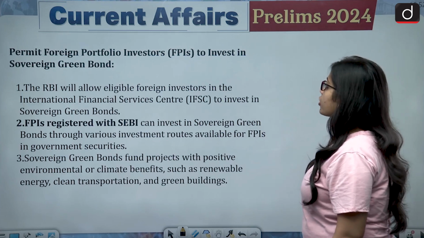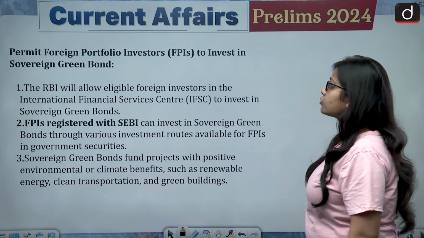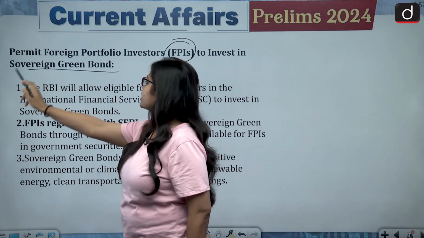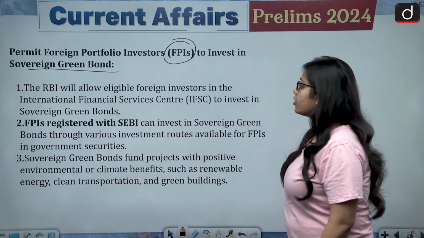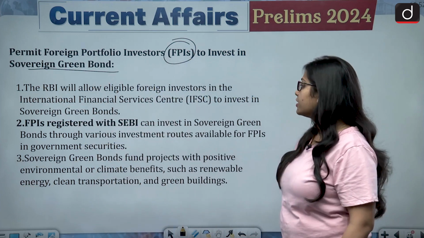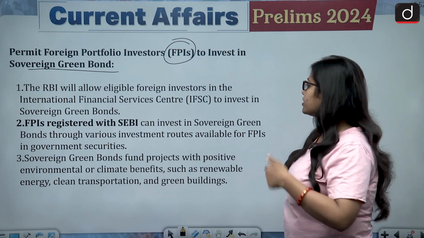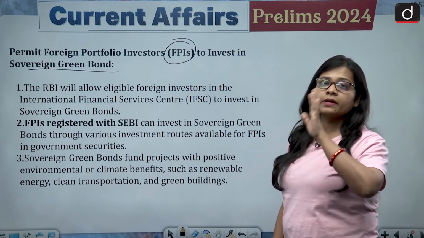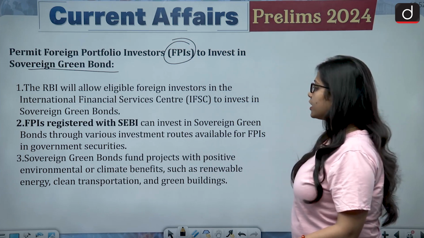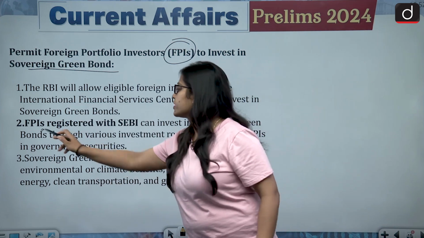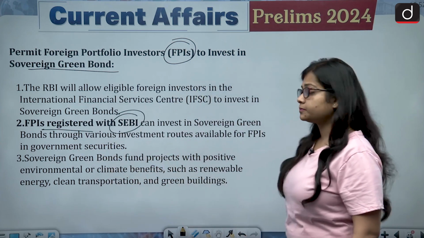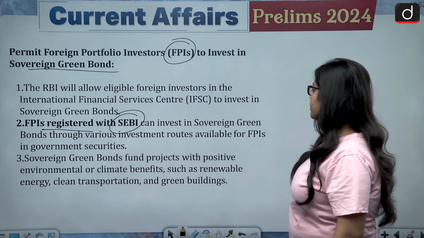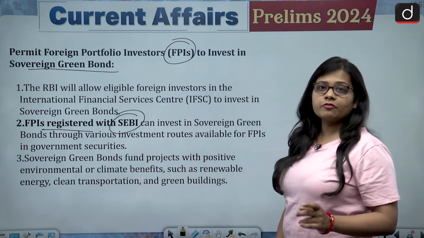Then permit foreign portfolio investors to invest in the sovereign green bond. So FPIs will be allowed to invest in the sovereign green bond. The RBI will allow eligible foreign investors in the International Financial Services Center to invest in the sovereign green bond. Not all FPIs will be allowed, only a few, and these FPIs need to be registered with the SEBI. These can invest in sovereign green bonds through various investment routes available for FPIs in government securities.